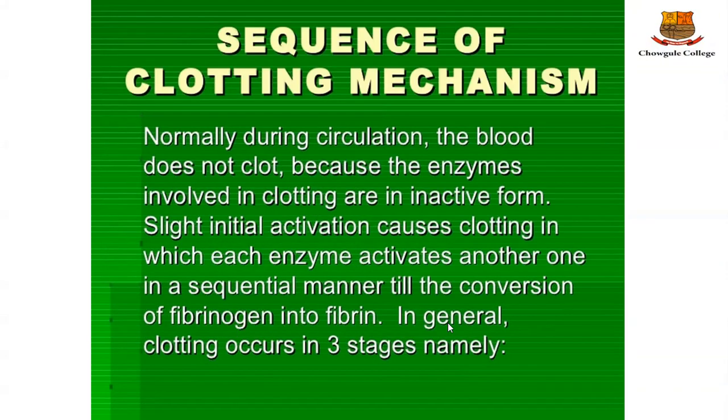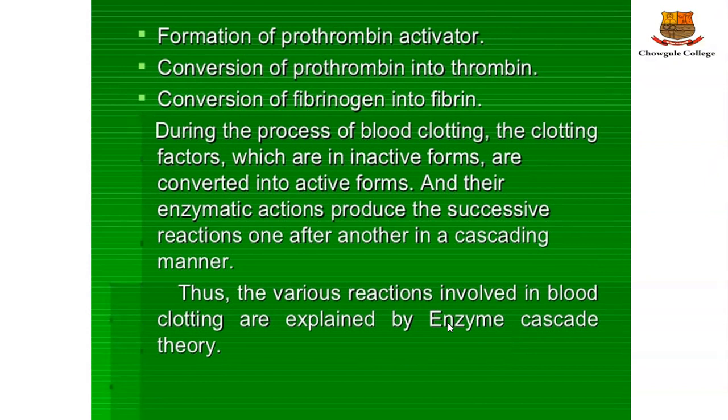So let us see the sequence of the clotting mechanism. Normally during circulation, the blood does not clot because the enzymes involved in clotting are in inactive form. Slight initial activation causes clotting in which each enzyme activates another one in a sequential manner until the conversion of fibrinogen into fibrin. In general, clotting occurs in three stages, namely formation of prothrombin activator, conversion of prothrombin into thrombin, and conversion of fibrinogen into fibrin.